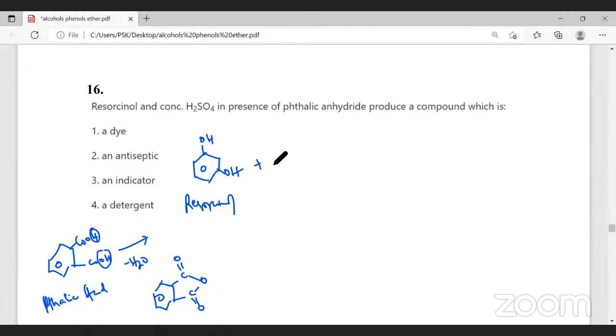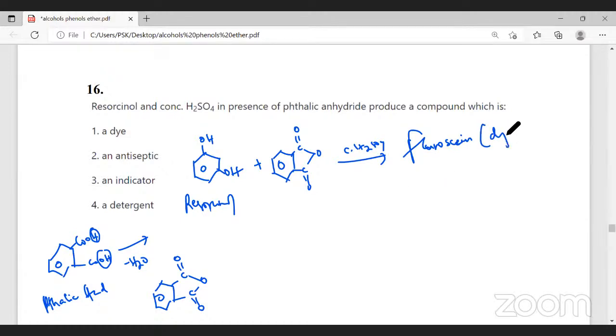So this is resorcinol when it's allowed to react with phthalic anhydride, a benzene ring with C double bond O, C double bond O, and oxygen, in the presence of concentrated sulfuric acid. So we get a molecule called fluorescein. This fluorescein is a dye. It's a coloring agent. It gives pink in basic medium and becomes colorless in acid medium.